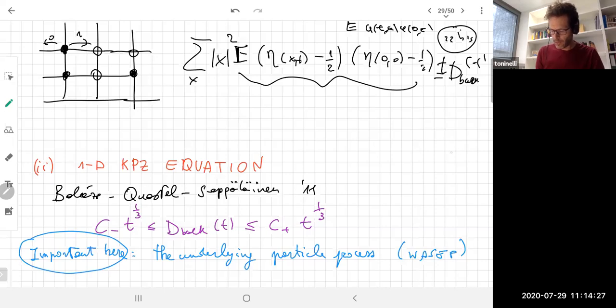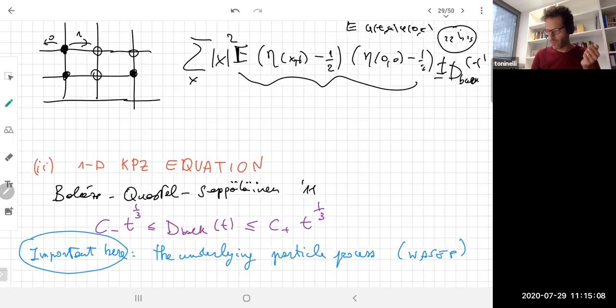Okay, very well. So the second thing I wanted to mention is an analog of our result, but in one dimension. In this paper by Balázs, Castell, and Sepalainen, 2011, they looked at the KPZ equation in one dimension. And what they prove is that the diffusion coefficient D(t) diverges with time, this time not logarithmically but, as it should, like t to the 1/3, with upper and lower bounds. Here they don't need to go to the Laplace transform, if I understand well.